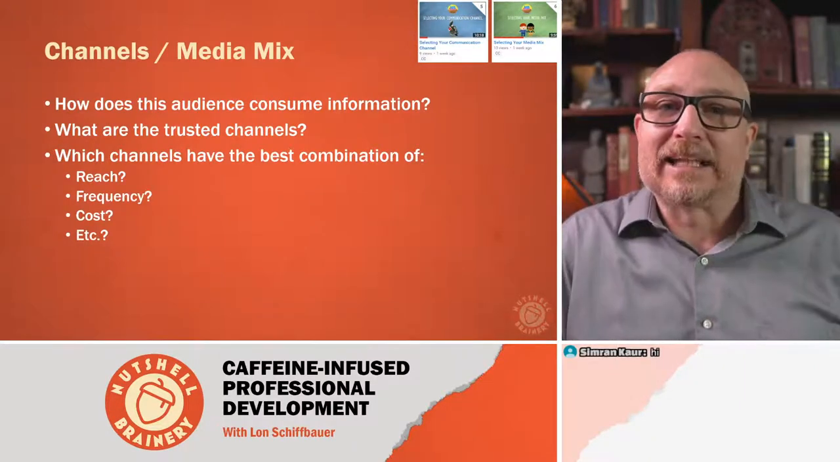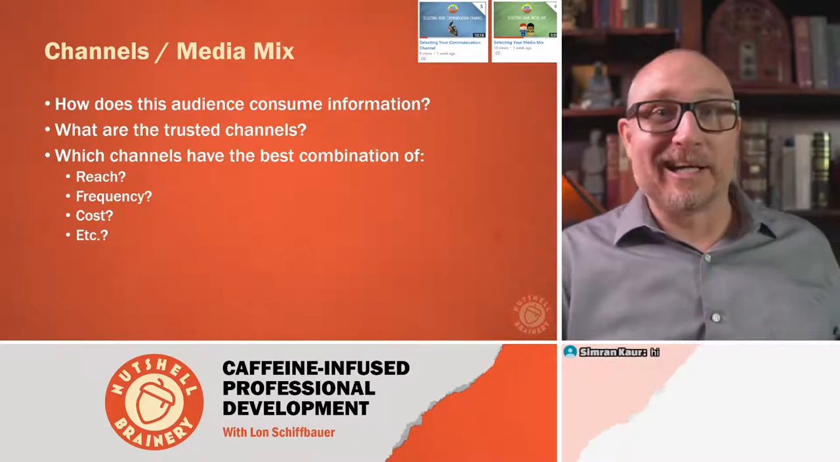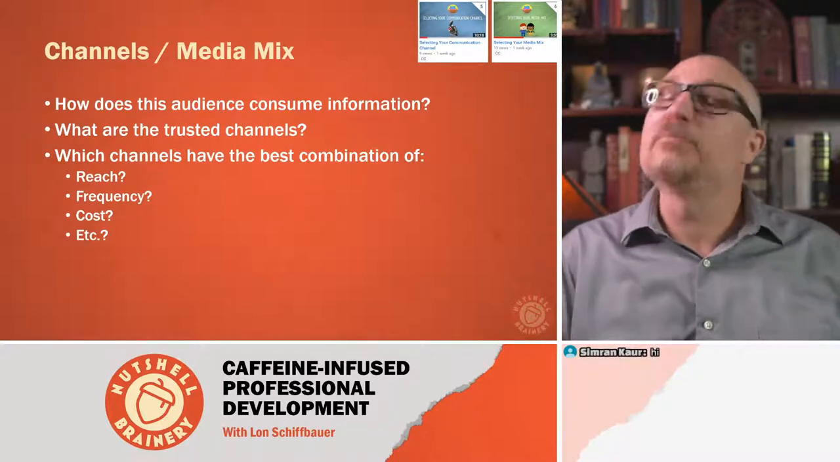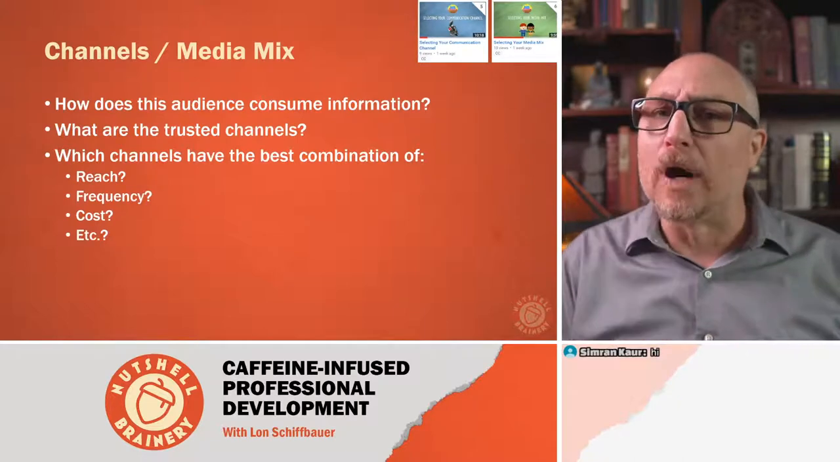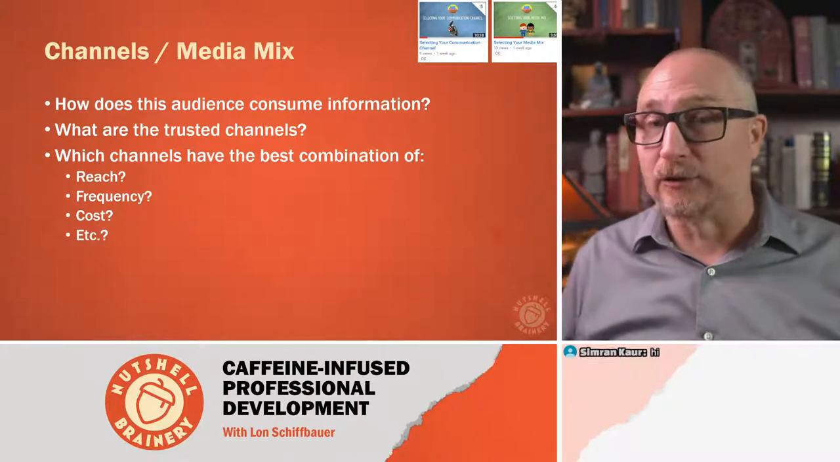Now, you're not going to see all six. You don't care about all six. But if I can get you to see two or three of them, wonderful. So what channels are you going to use, and why are they the right channels?